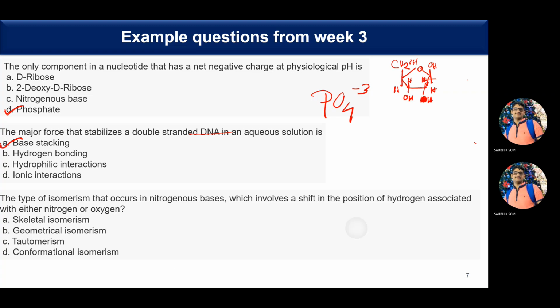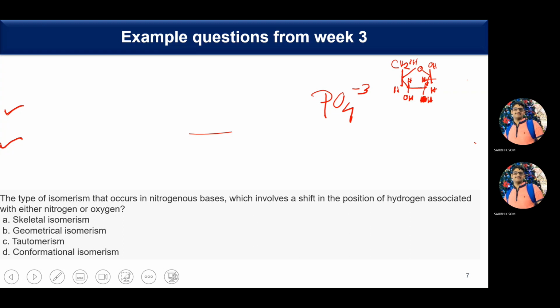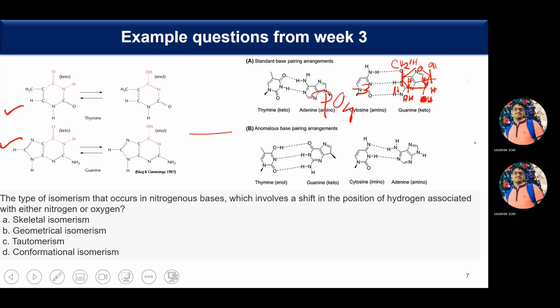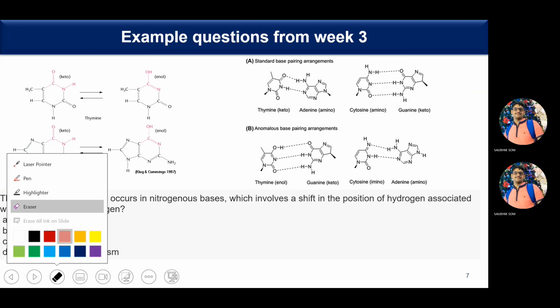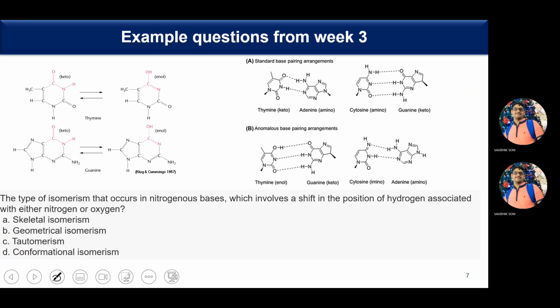The types of isomerization that occur. Now there is something known as keto-enol tautomerism, a shift in the position of hydrogen, either on nitrogen or oxygen. Correct. So this is known as keto-enol tautomerism, which happens in the nitrogenous bases, and of course the answer is tautomerism. And how it works is explained here.